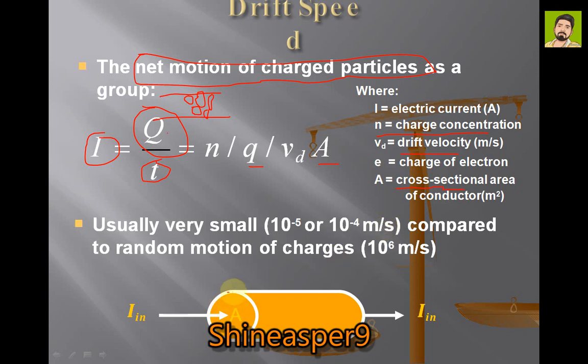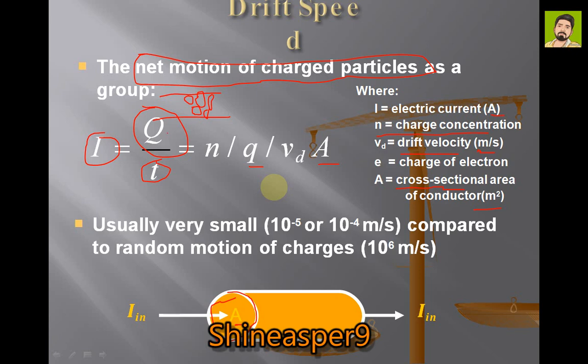This is a conductor, and this conductor is cross-sectional, that means this is its area. What is the unit of this area? Area is meter square. Drift velocity unit is meter per second. Electric current is ampere. You have to note it down in your notebook, otherwise you will not remember this.